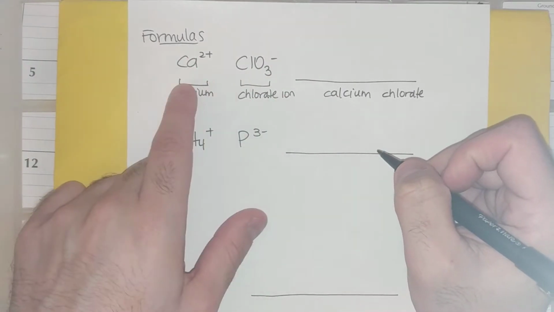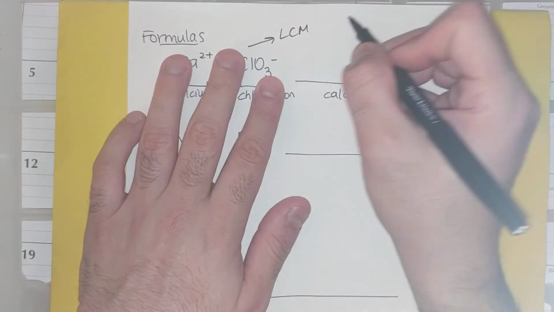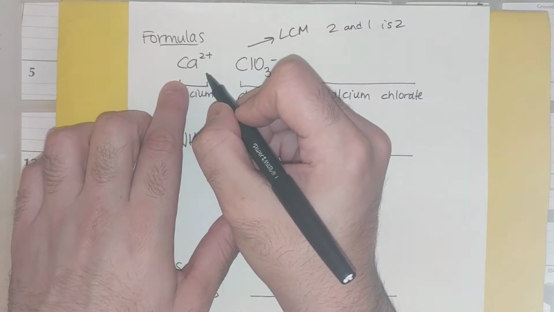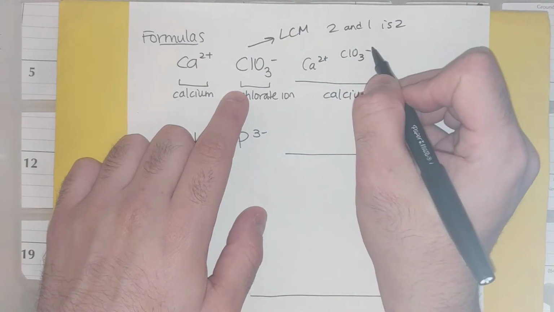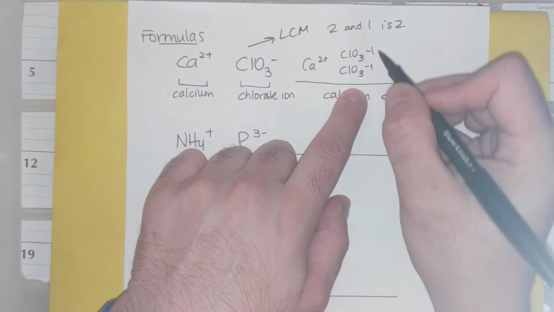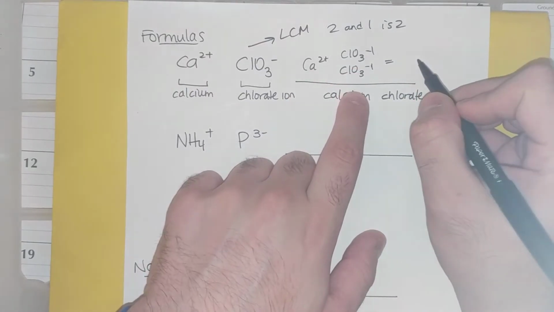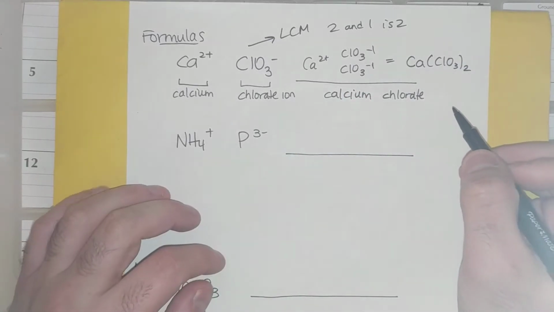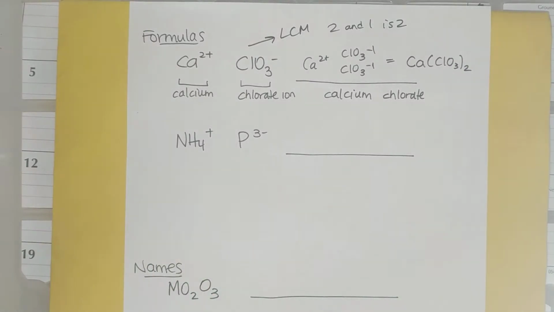If I want to figure out how many of each ion I need, the least common multiple between 2 and 1 is 2. So I'm going to need one of these, and I'm going to need two of these. So Ca2 plus, ClO3 minus 1 twice. This is positive 2. This is negative 2. If I want to write that formula that has one Ca and two ClO3s, I'm going to put parentheses like that. So I'm going to have two ClO3s. And the way I do that is parentheses with a 2 on the outside.